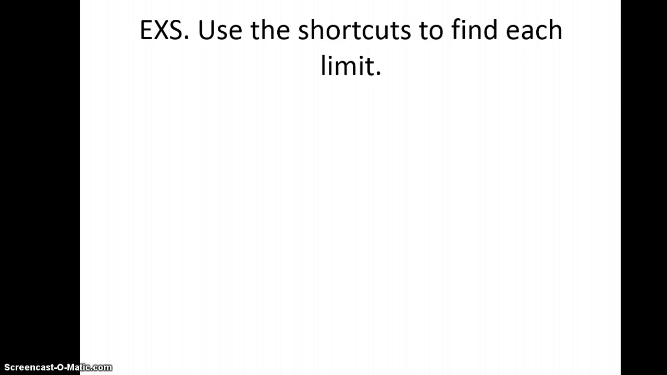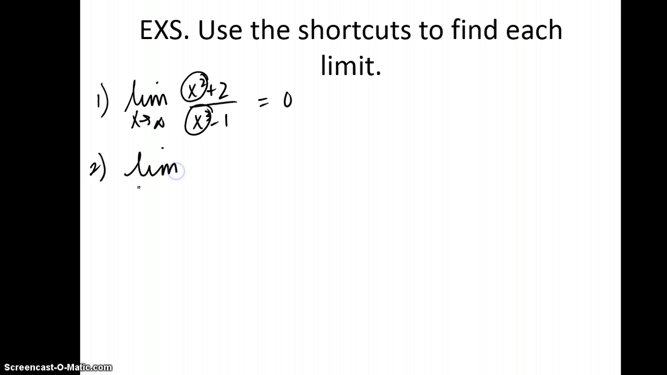So let's look at what these mean. Use the shortcuts to find each limit. Limit as x approaches infinity, x squared plus 2 over x cubed minus 1. Compare the degree of the numerator with the degree of the denominator. It's bottom heavy. The degree of the denominator is bigger than that of the numerator, so that limit will approach 0. Done. You can use the division in order to find the same answer, the longer method that we just did, but you are not required to.